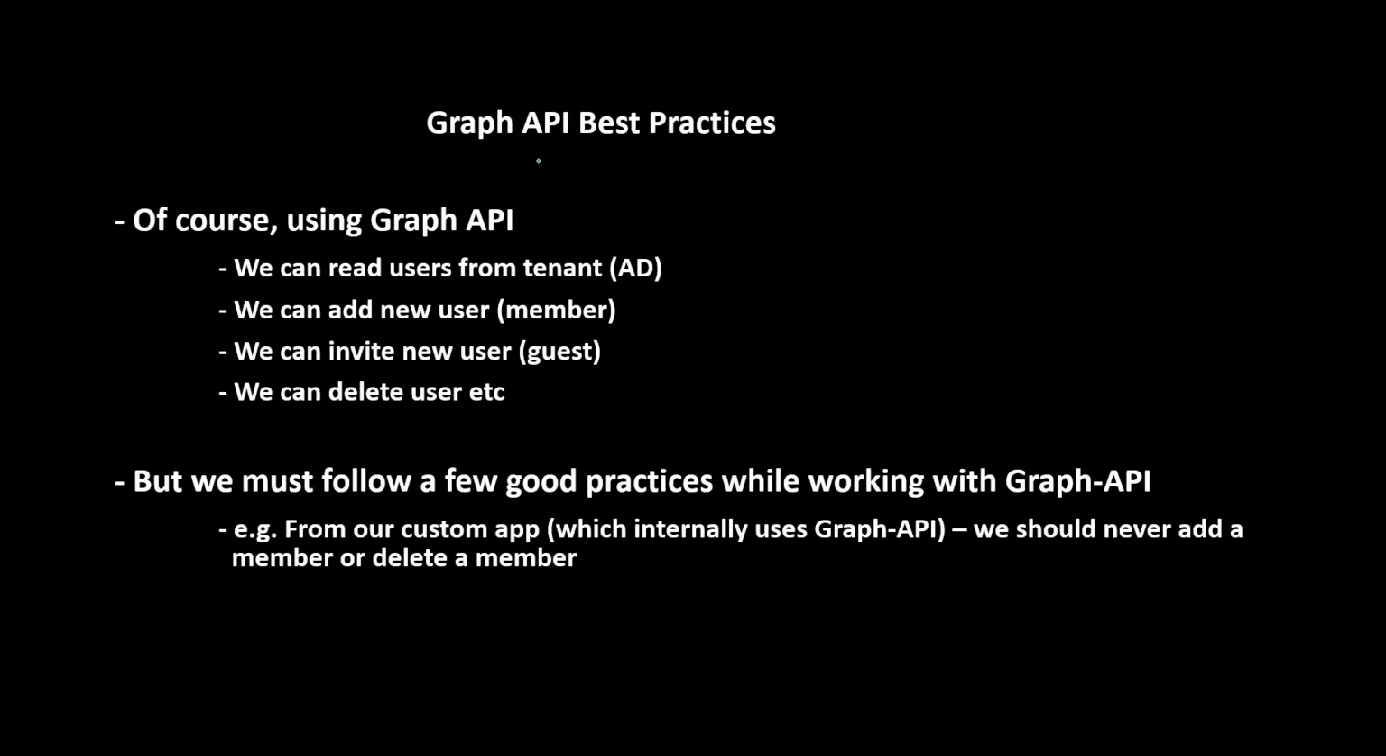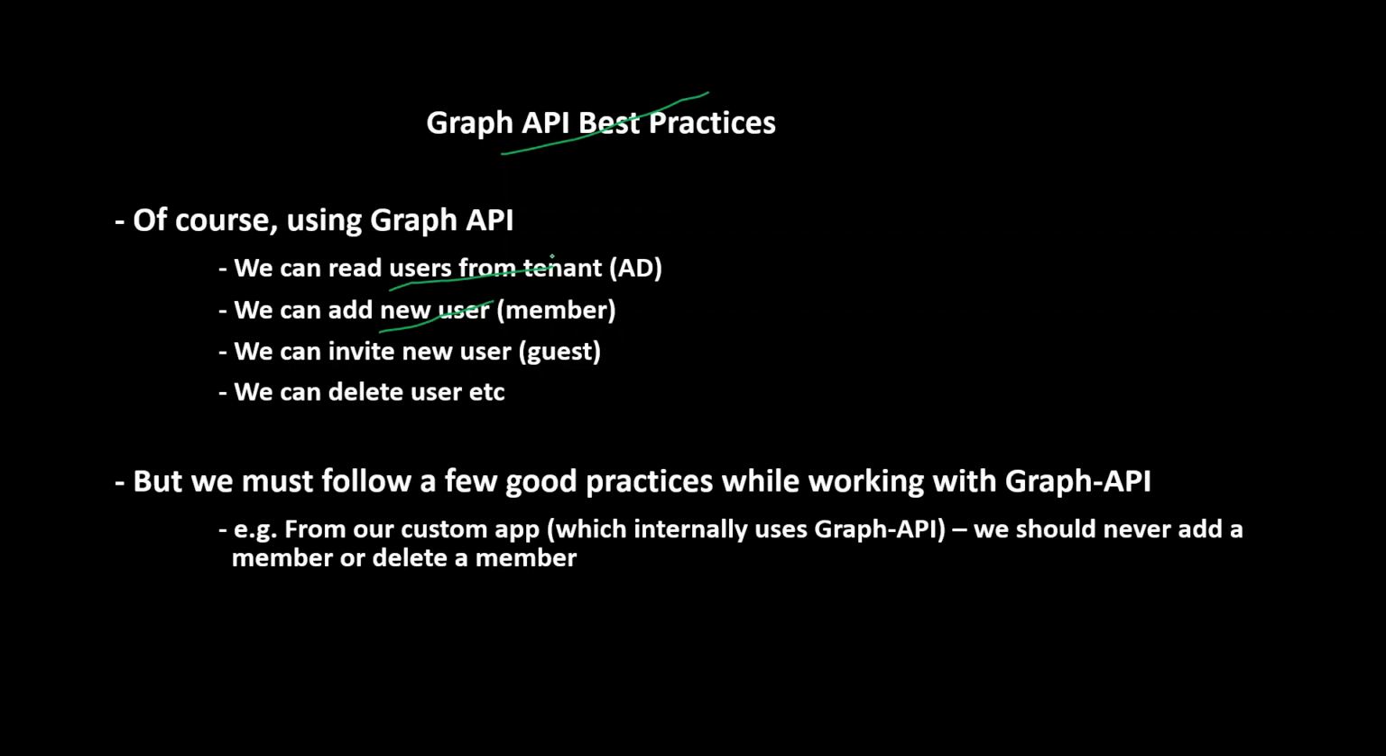Hey guys, in this video let's discuss Graph API best practices. Using Graph API we can read all the users from the tenant. Then we can add a new member in the tenant. A new member means, let's say the domain of your organization is @abcd.com, so adding a new member means you can add a user with an email id @abcd.com.